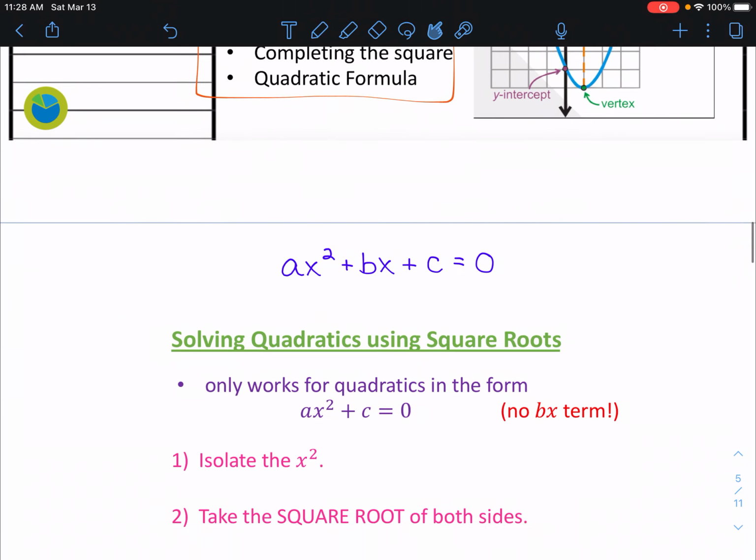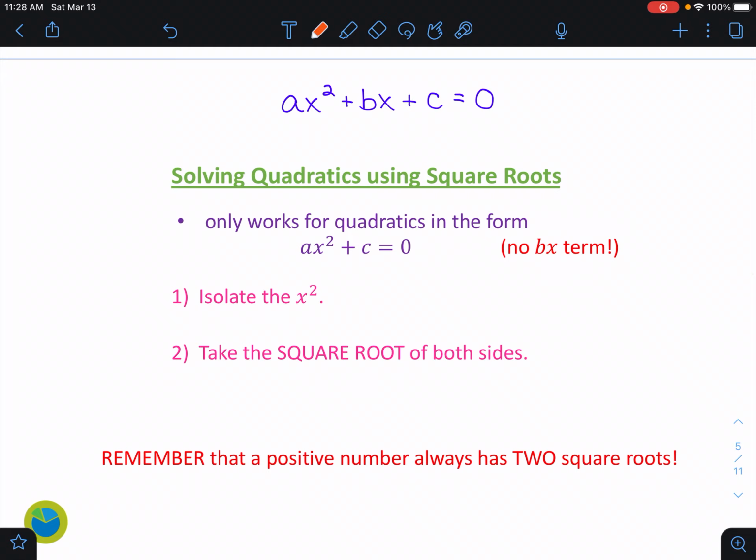Today's square roots. Okay, so when I look at a usual typical quadratic function, it's ax squared plus bx plus c, okay? Now, to solve a quadratic using square roots, there is something unique. You can only use this in specific cases, and you'll notice here it says it only works for quadratics in the form of ax squared plus c equals 0. In other words, there's no bx term. If I'm going to use square roots to solve a quadratic, it can't have this bx term in the middle. So that's a really important point. If it doesn't have that, you actually should use square roots. It's going to be fastest.